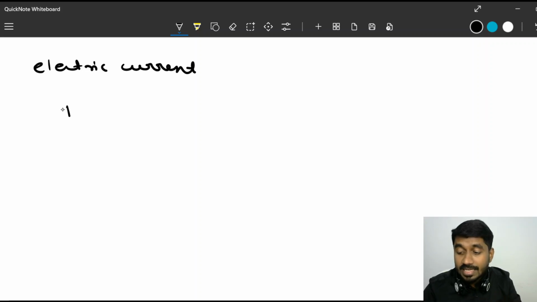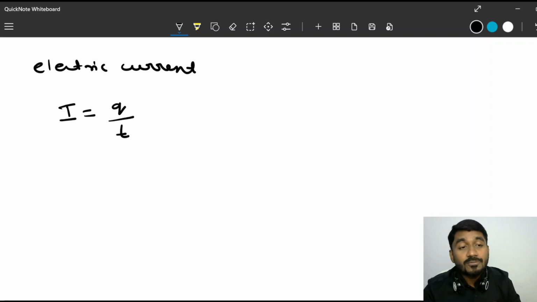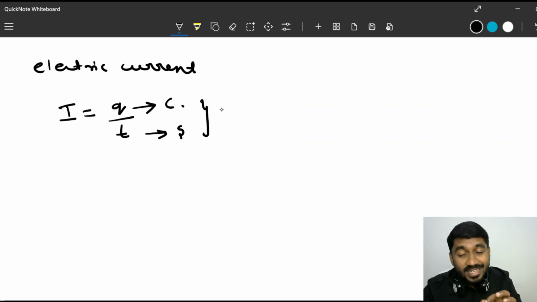So first in this chapter, you need to keep in mind that current is equal to charge flowing per time. The unit of charge is coulomb. The unit of time is second. And the unit of current is ampere. So don't confuse the units.